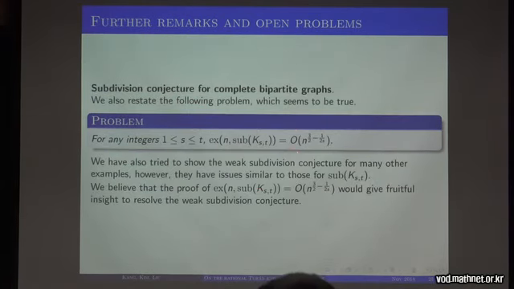And the second problem is the subdivision conjecture for complete bipartite graphs. We think it is very important to prove this because we have tried to show the weak subdivision conjecture for many other examples than the subdivision of KST, but all these examples have issues similar to the subdivision of KST. So we think that verifying this problem would give some insight to resolve the weak subdivision conjecture, which will lead to solving the Erdős-Simonovits conjecture.